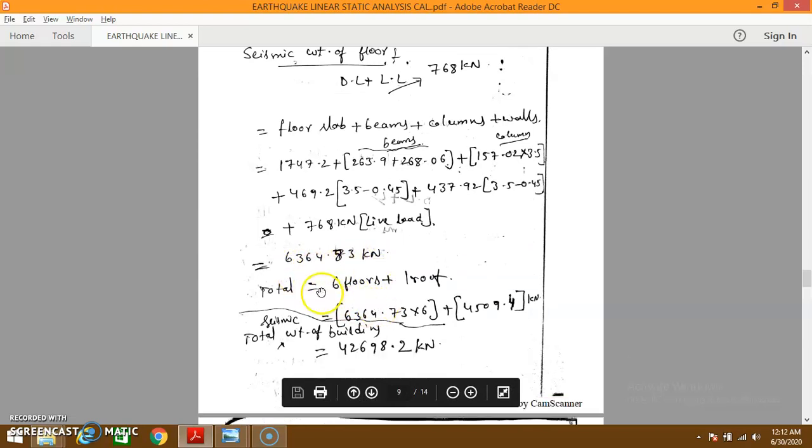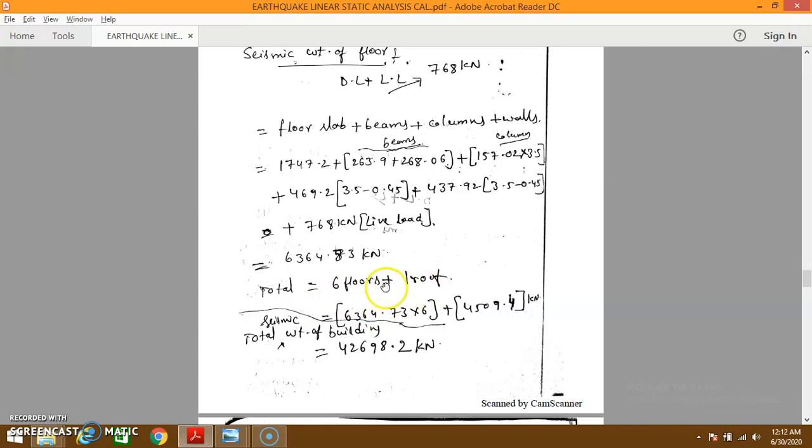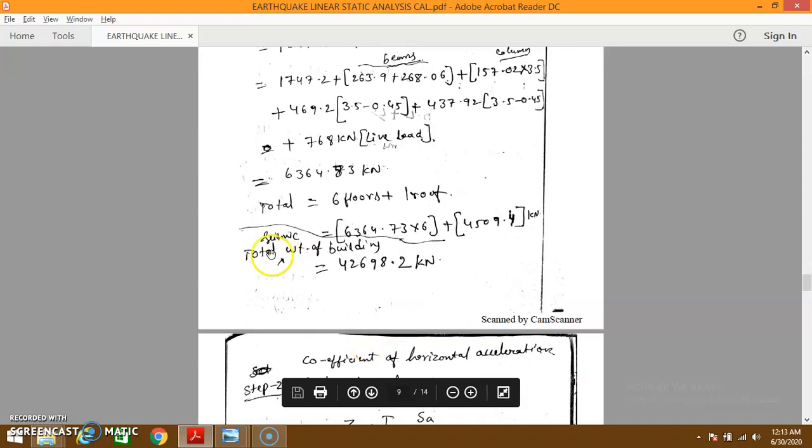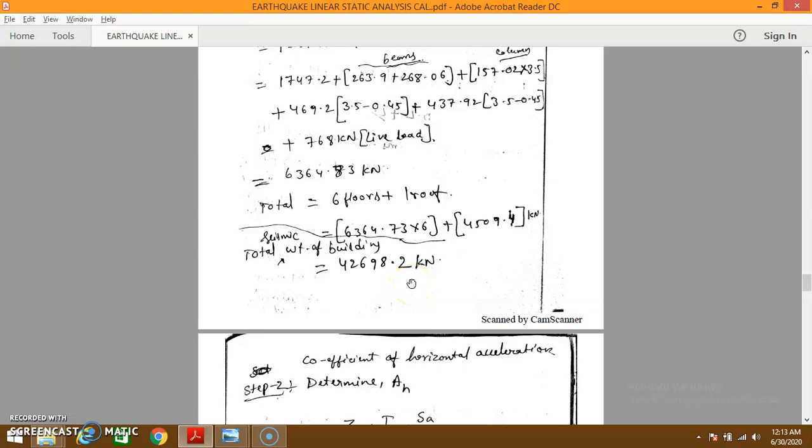The total load is 6364.83 kilonewtons. Total how many floors and roofs? 6 floors plus 1 roof. This value into 6 and 4509.4 into 1 roof. The total seismic weight of the building is 42698.2 kilonewtons. This is the seismic weight of the building.